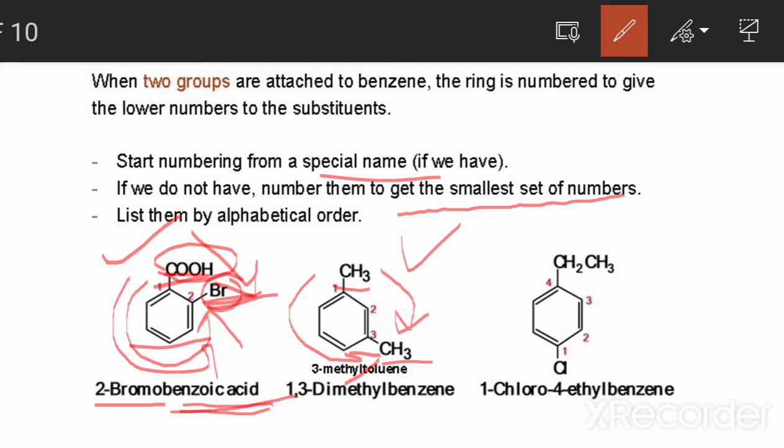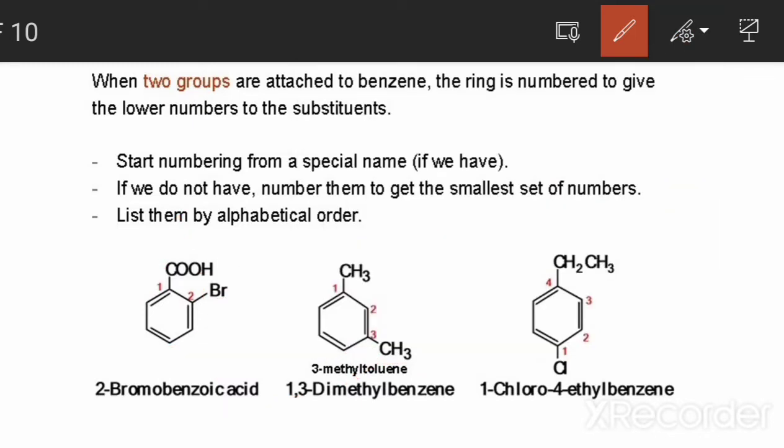If there are two names, and we consider number one as the parent name, we will name it as toluene. The special name is toluene, and the third position has a methyl group, so 3-methyltoluene. The other name is 1,3-dimethylbenzene.